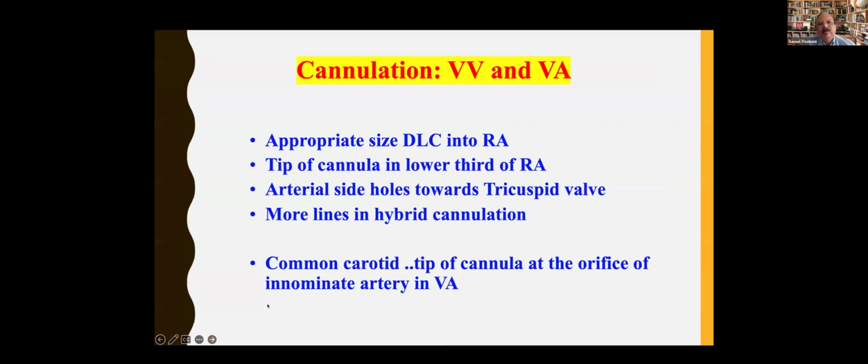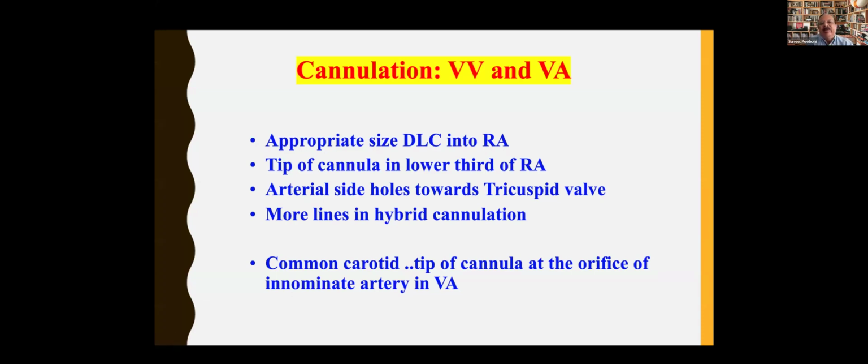Cannulation, I will consider VV mainly. Appropriate size WMN cannula if it is available. If not, single lumen cannula could be used separately. The tip of the cannula in the lower third of the right atrium, if it is a WMN cannula, goes into the inferior vena cava and stays, upper openings remain in the superior vena cava. In the arterial side holes, they face tricuspid wall, and the oxygenated blood will go through the right atrium into the right ventricle.